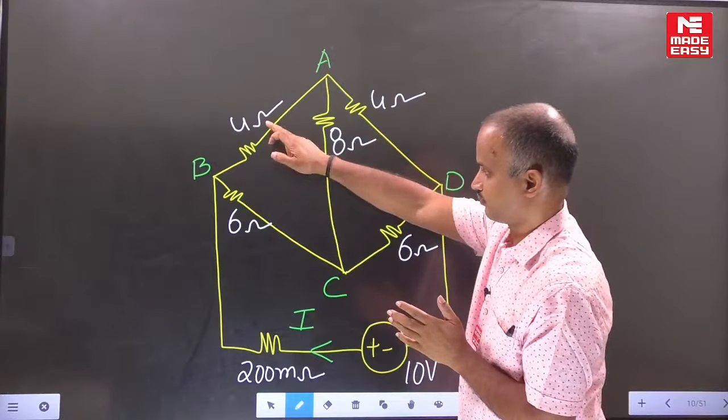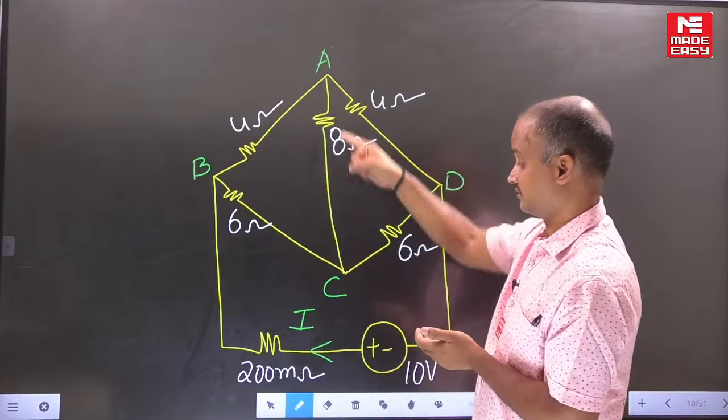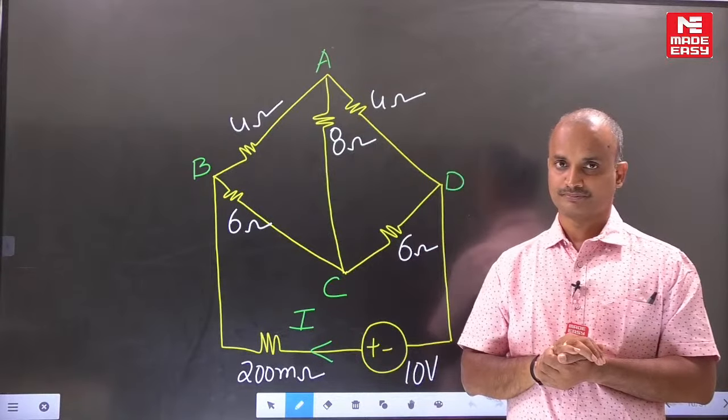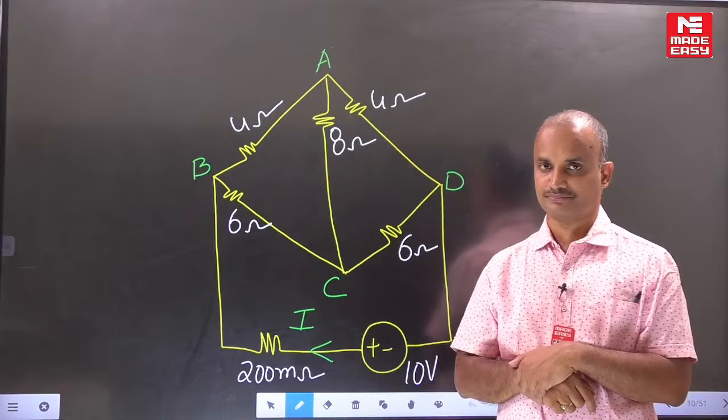In the corresponding bridge, how many branches are there? 1, 2, 3 and 4. And the 2 diagonal points. This is the one diagonal, the 5th branch. Now this is the other diagonal, the 6th branch. The given network we can indicate like this.